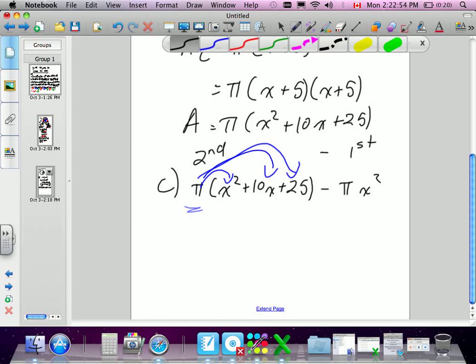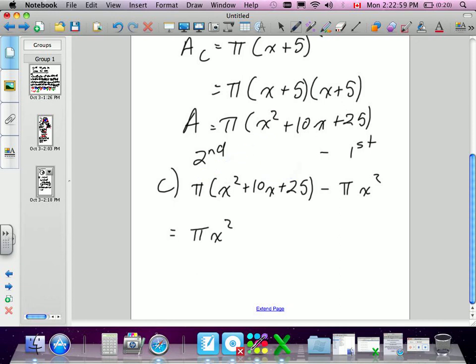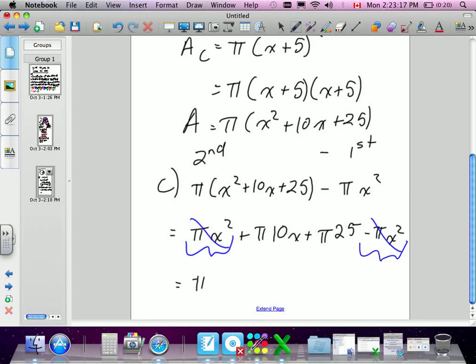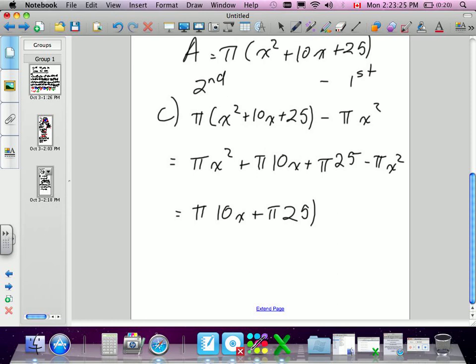Isn't pi 3.14? Yeah, but we're going to leave it as a symbol. We get pi x squared plus pi 10x plus pi 25 minus pi x squared. And if you notice, pi x squared negative and positive will cancel each other out. So our simplified expression is pi 10x. You distributed the pi throughout the whole bracket. Yes, I just distributed the pi, which can be written like this.